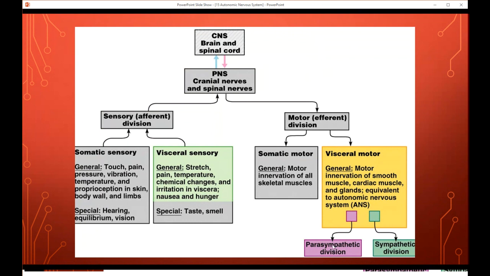Okay. So that visceral motor or autonomic nervous system is then further divided into the parasympathetic and the sympathetic division. That's what we're going to be talking about today. But just to review really quickly, we also have our sensory division or our afferent or arriving pathway. It's also called the ascending pathway because the signal is going up to the brain and the spinal cord.